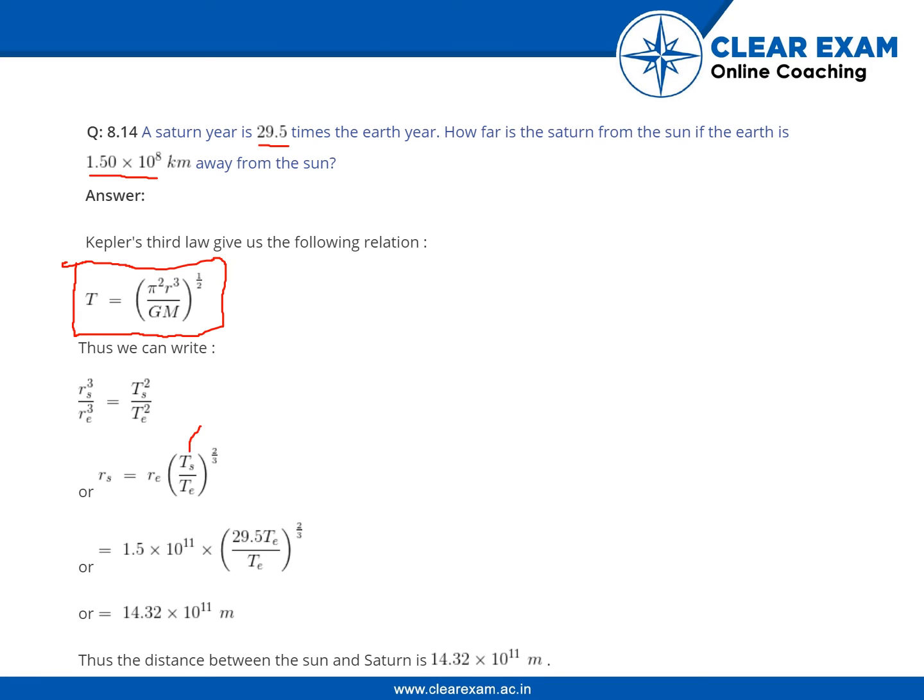because it is given 29.5 times of Earth year. So when you calculate this value, T_e gets cancelled. 29.5 to the power 2 by 3 into 1.5 × 10^11 will give you the value of 14.32 × 10^11 meter. Thus, the distance between the Sun and Saturn is 14.32 × 10^11 meter.